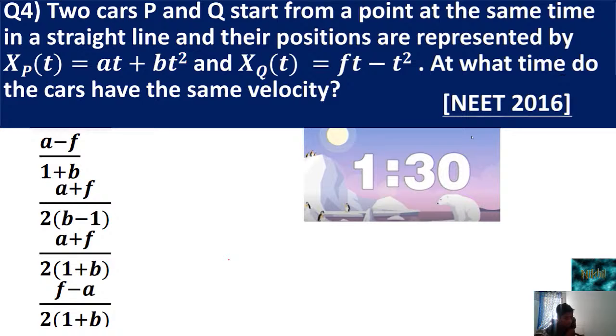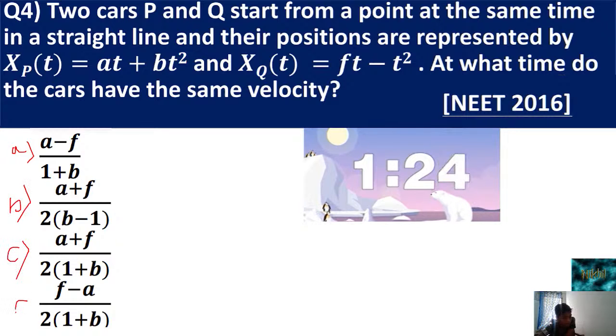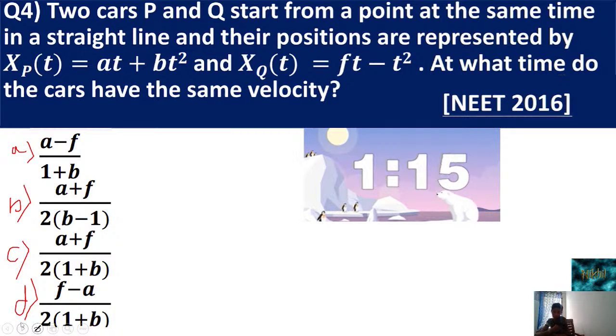Sorry guys, I have not displayed the options, so let me write the options: A, B, C, D. First this space finish, then I will tell you the answer.